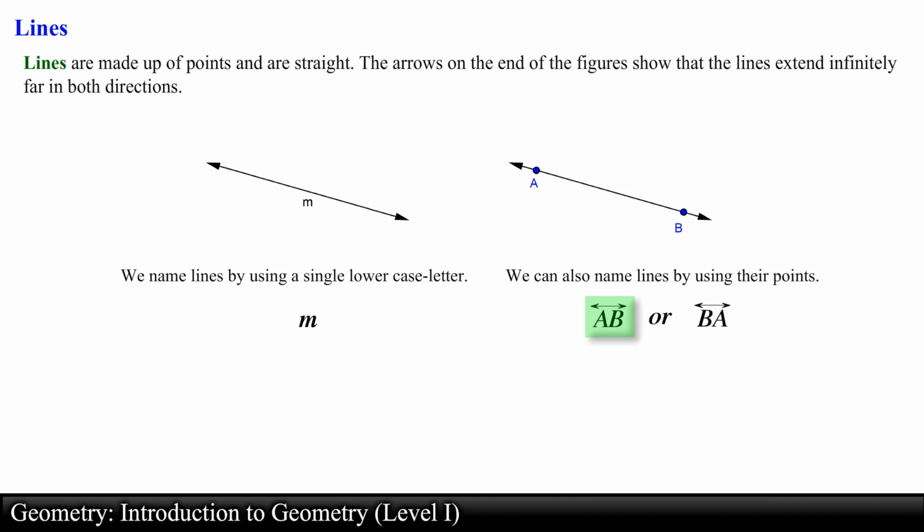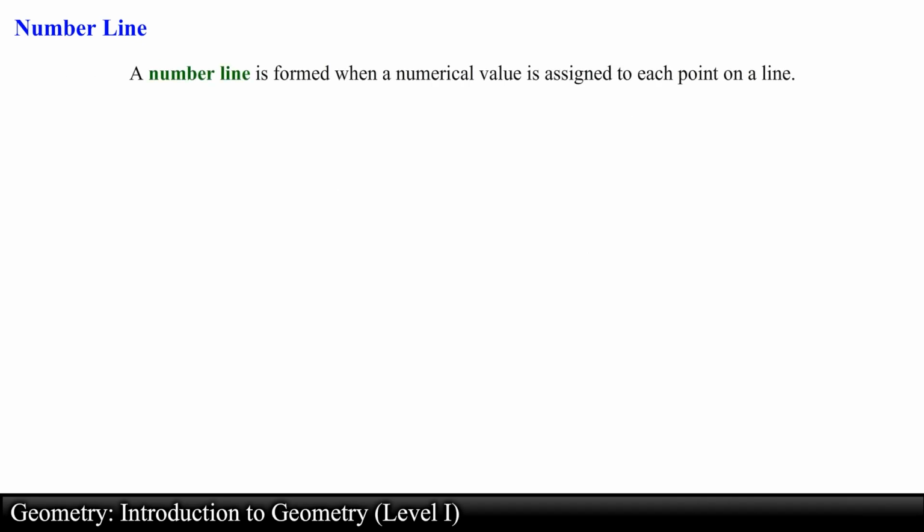To talk about the next geometric figure, we need to remember a concept learned in Algebra 1. In algebra, you learn that a number line is formed when a numerical value is assigned to each point on a line. For example, the following line represents a number line, and point A is located at -1. Likewise, point B is located at 1.5. We need to understand number lines in order to understand line segments, or simply segments.